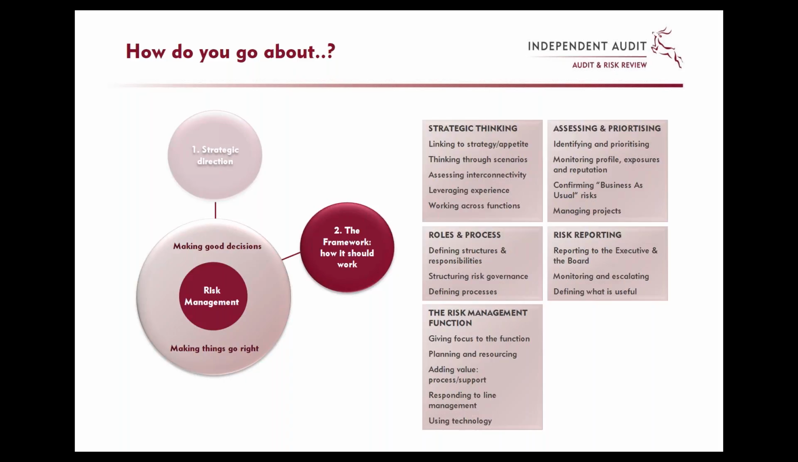And then another area is the risk management function itself. It is important to look at its effectiveness, how much it's actually contributing to the organisation and to the process, how it's responding to line management, and how the technology it's using is actually helping people manage. So I'm sure there are other aspects there, but that just gives a few groups of the things that you should be asking about.